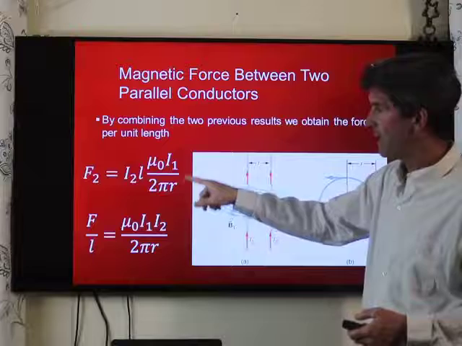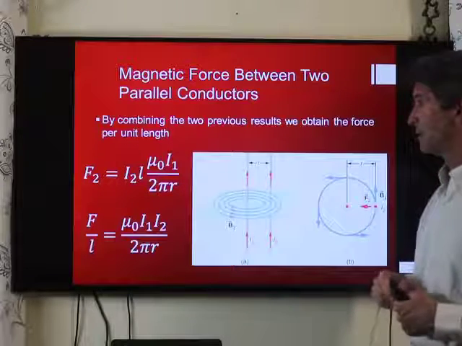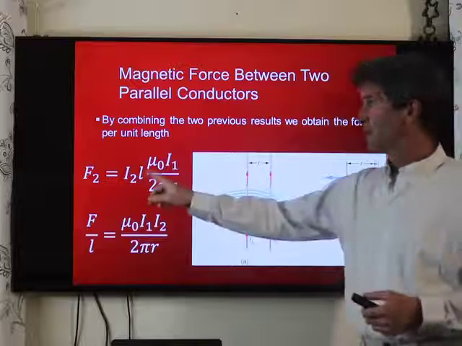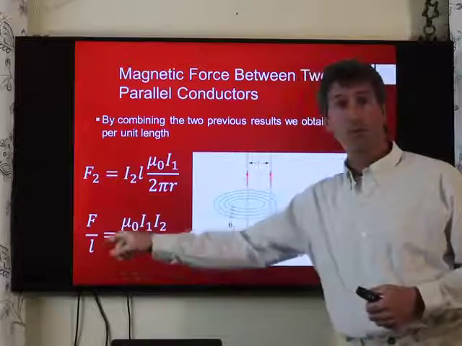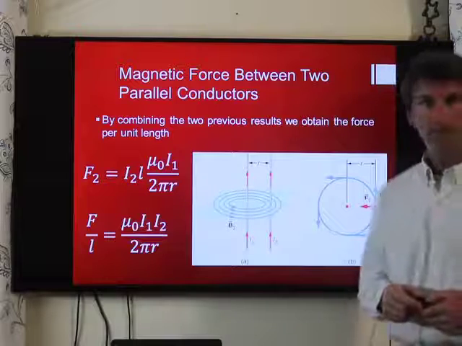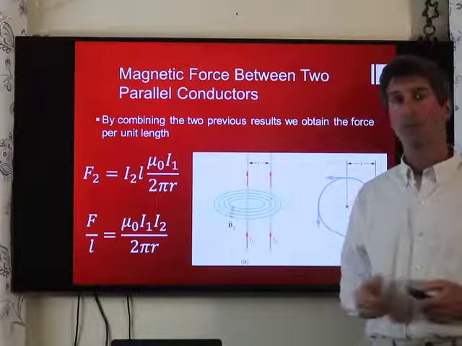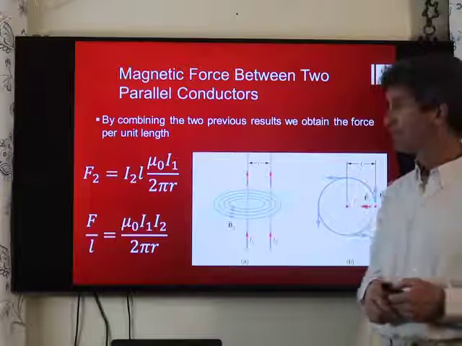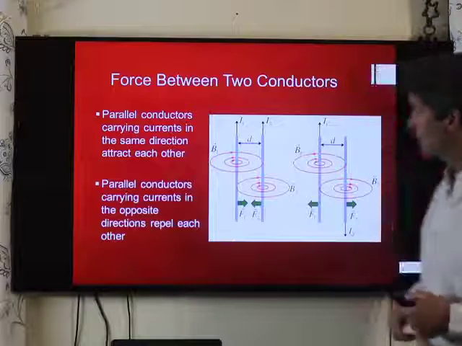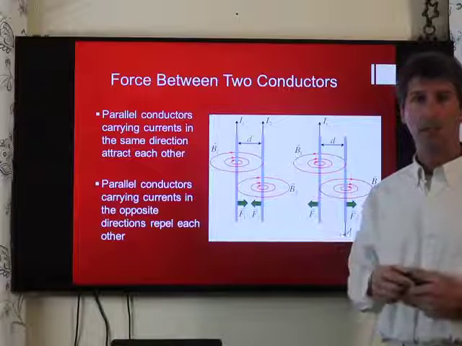I2 L. Here's B1, the magnetic field due to the first wire. And if I move the length to the other side, we get the force per unit length of the two wires, and it's equal to that. So here's the interaction between two different wires due to their magnetic fields. Again, current going in the same direction, we're going to get an attractive force. Current going in the opposite direction, we're going to get a repulsive force.